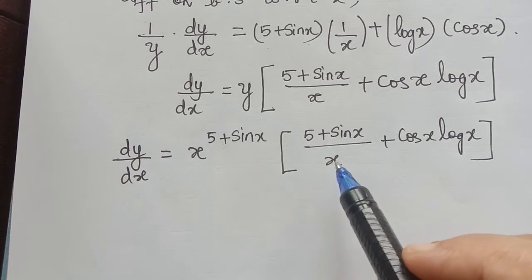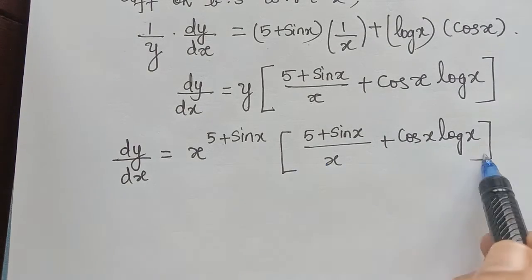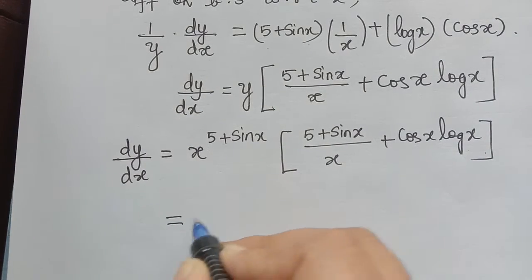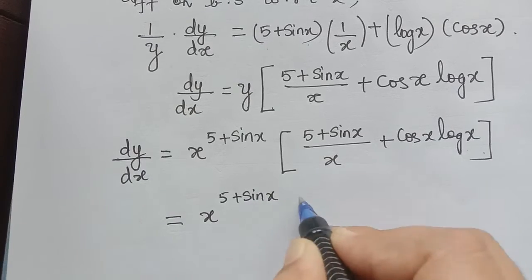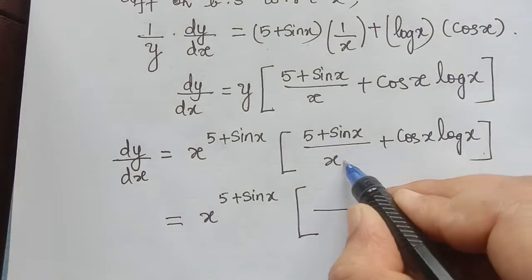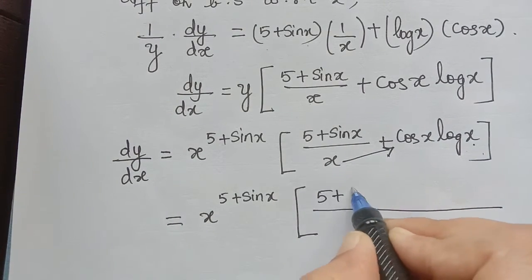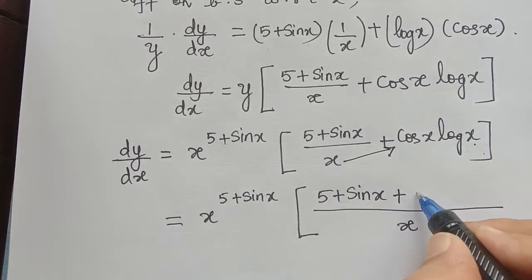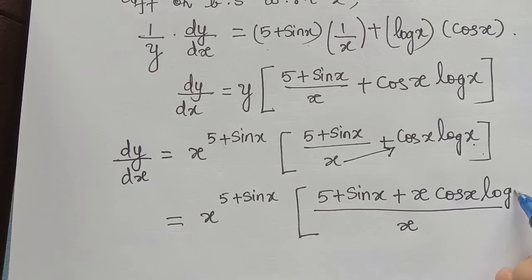Now we shall simplify the right hand side by taking this x as LCM in the terms which are inside the bracket. So this becomes x to the power 5 plus sin x multiplied with, so now we have the LCM of x. So this x gets multiplied to these two terms, and so we get 5 plus sin x plus, when x gets multiplied it becomes x cos x log x.